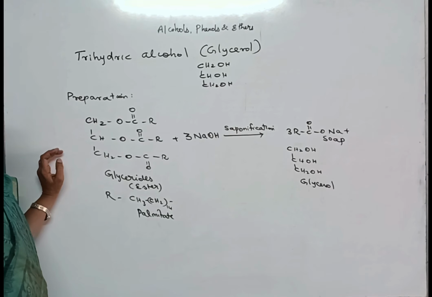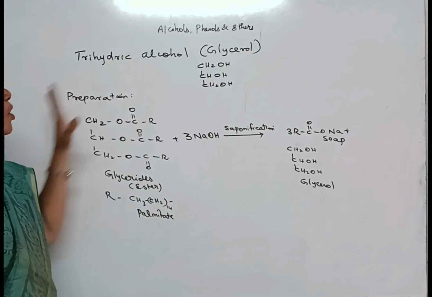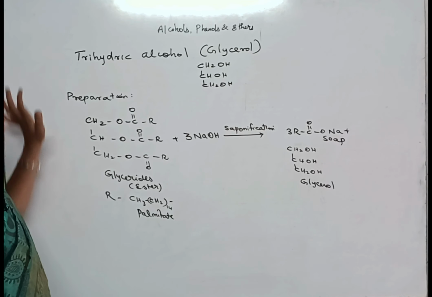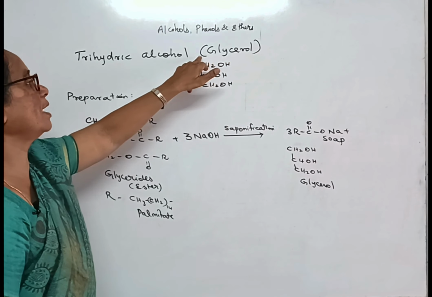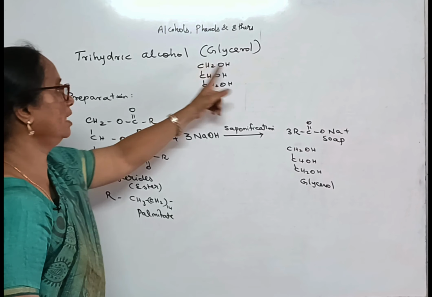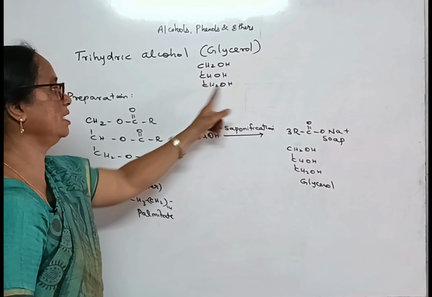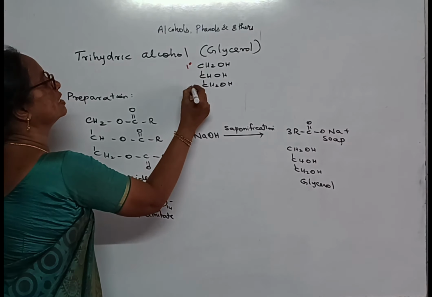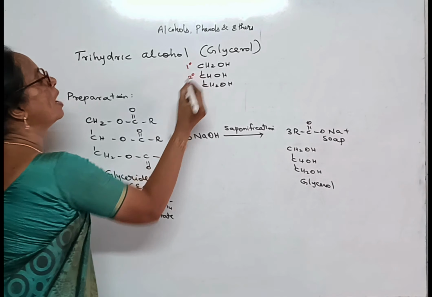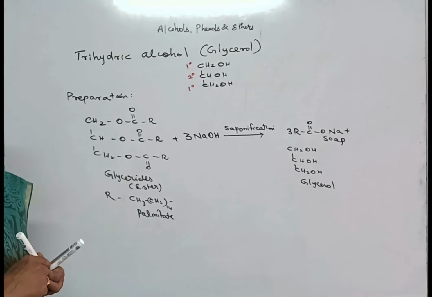Following dihydric alcohol, let us discuss trihydric alcohol. The first member of trihydric alcohol is glycerol, or you can say glycerin. This is CH2OH, CHOH, CH2OH. In this we may find the compound has two primary alcoholic groups and one secondary alcoholic group.